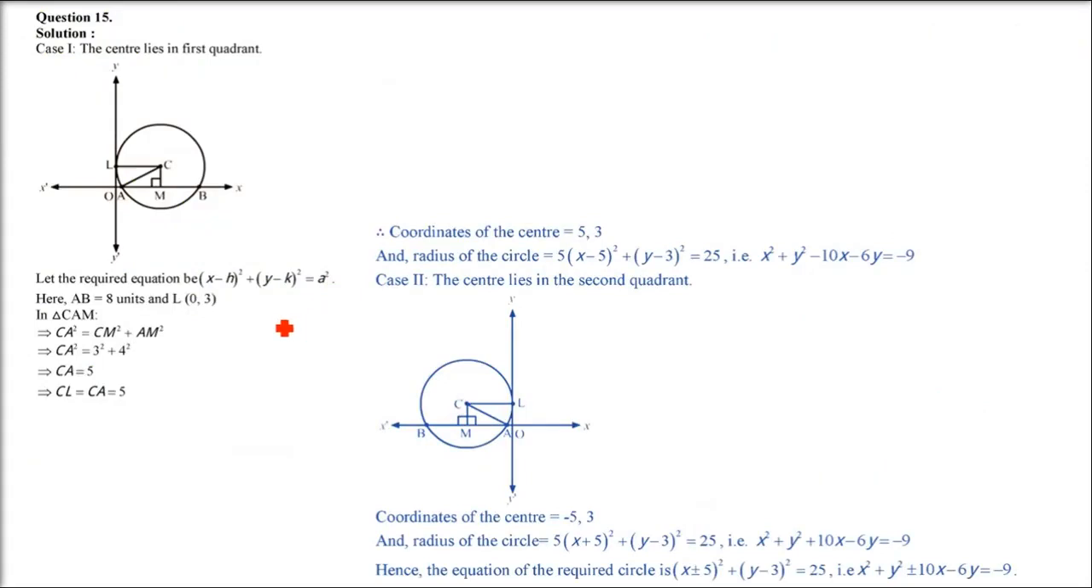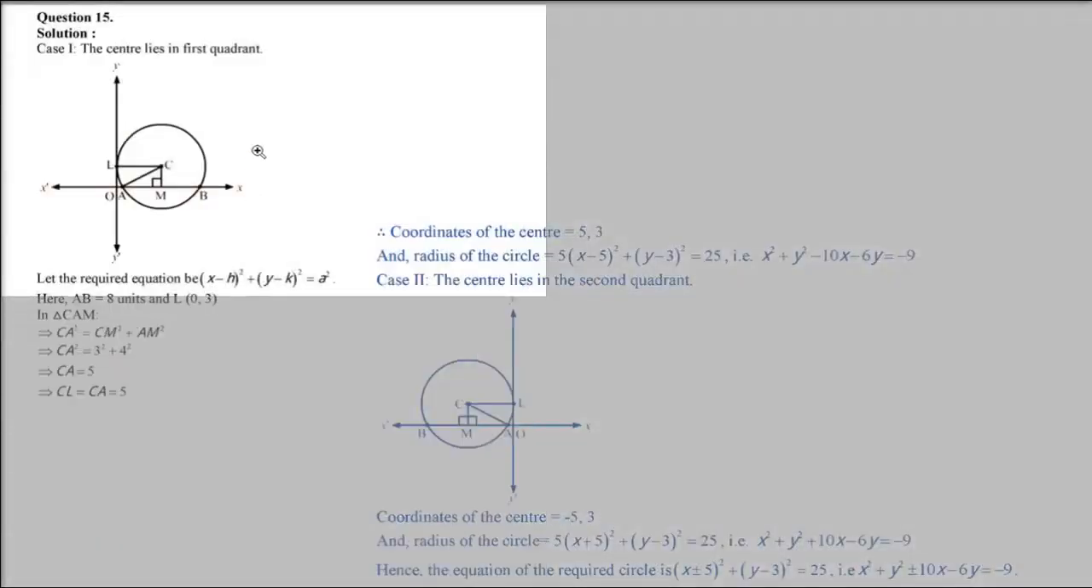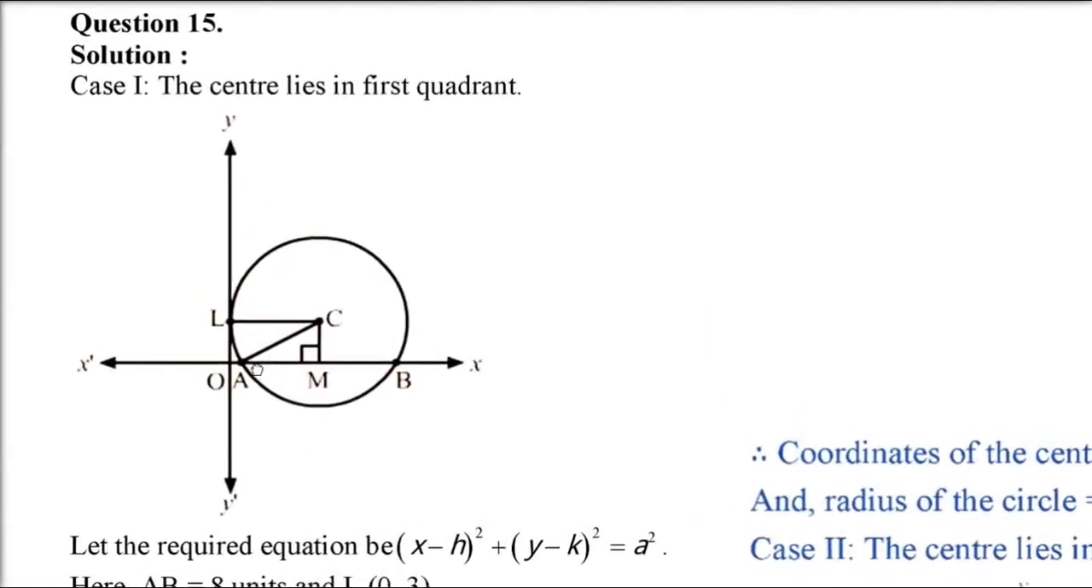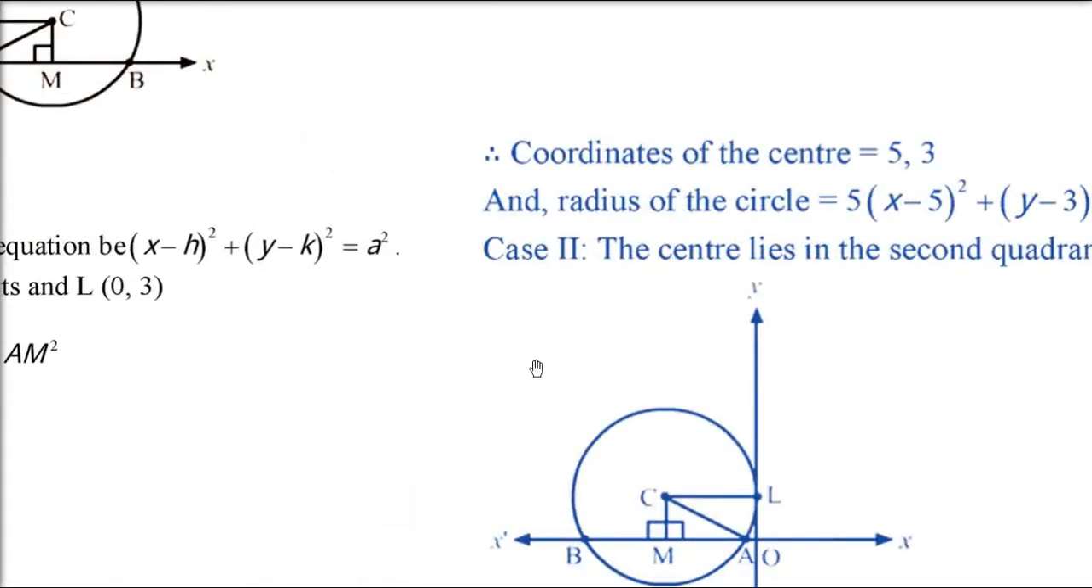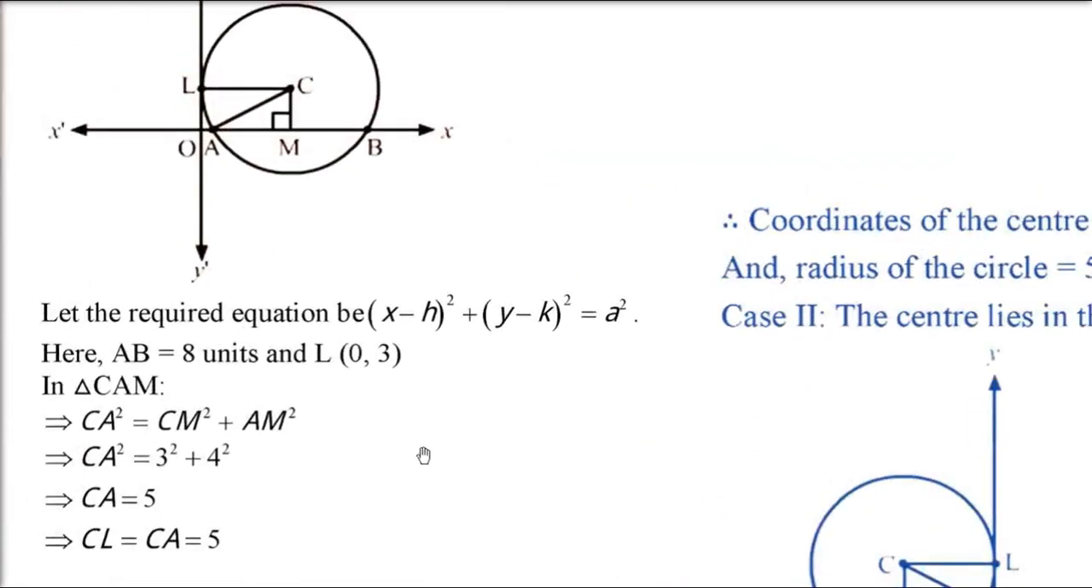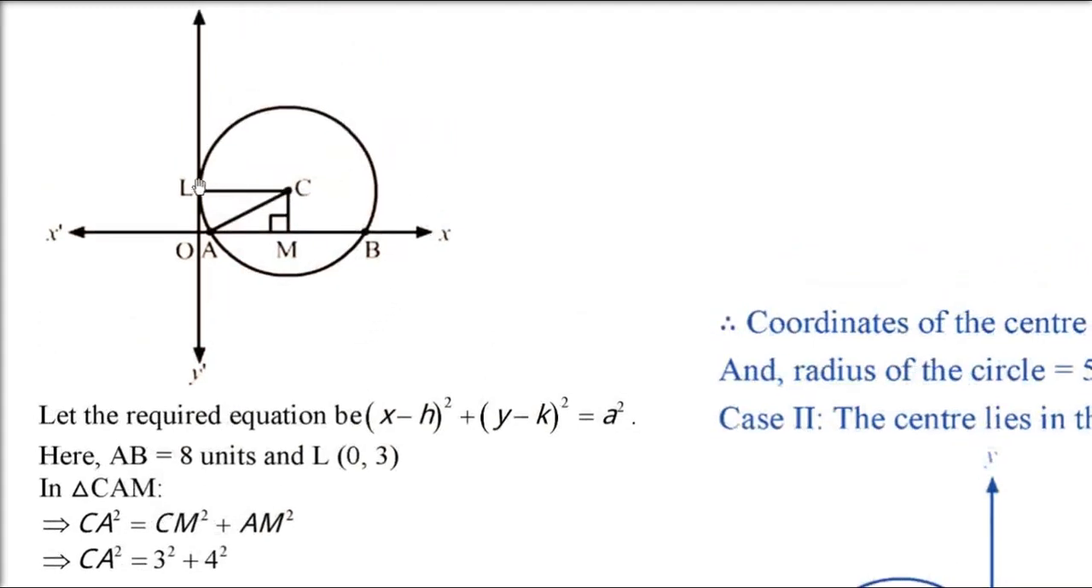This is question number 15. Find the equations of the circle touching the y-axis at (0, 3) and making an intercept of 8 units on the x-axis. So same scenario is here, but we will make two cases. It can be on either side of the axis.